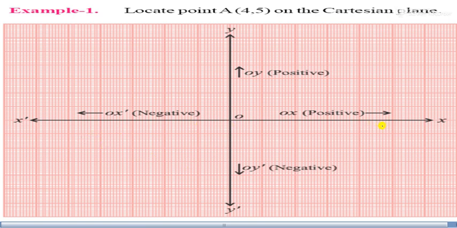So it is called the Cartesian plane. First of all, you can plot here 1, 2, 3, 4, 5 and 6 on the positive side, and on the negative side minus 1, minus 2, minus 3, minus 4 and minus 5. And here it is positive, so you can write 1, 2, 3, 4, 5 and 6. And here is minus 1, minus 2, minus 3, minus 4 and minus 5.